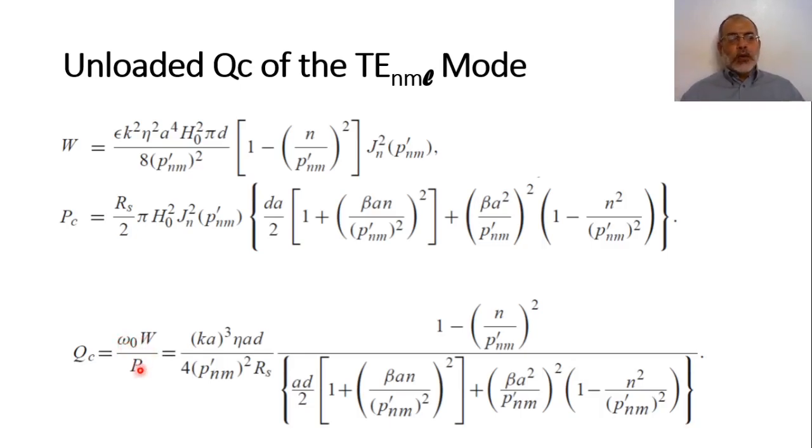So omega naught W over P conductor loss. So we are going to multiply this by omega naught and divide by this. So we can obtain the complete form for the quality factor for the conductor loss for the transverse electric nml mode in cylindrical cavity resonator. Alright, actually this is quite a complicated function, but I'm sure it is easy to derive.